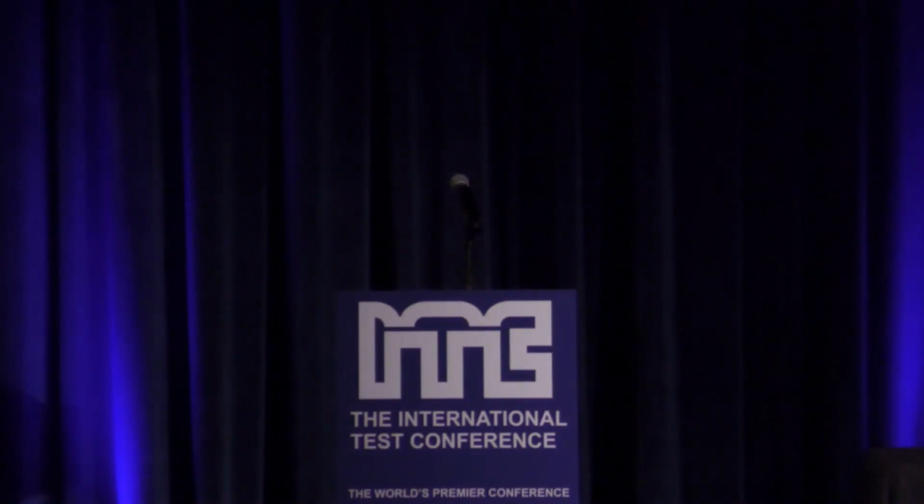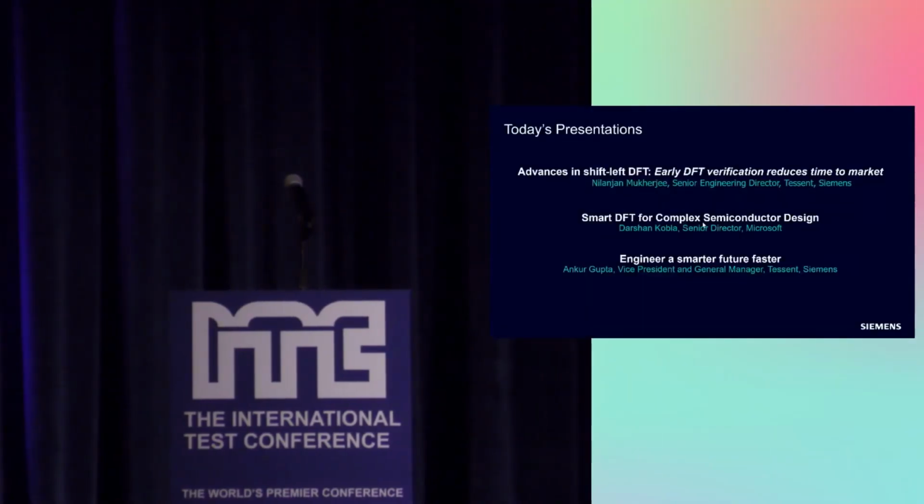Our first speaker today is Nilanjan Mukherjee, Senior Director of Engineering for Tessent Silicon Lifecycle Solutions. Nilanjan is currently involved in the research and development of key technologies in the area of test quality, test compression, logic BIST, and silicon lifecycle management. He is a co-inventor and an architect of Tessent Test Compress, the VersaPoint Test Points technology, and the Observation Scan technology. Welcome to the stage, Nilanjan.